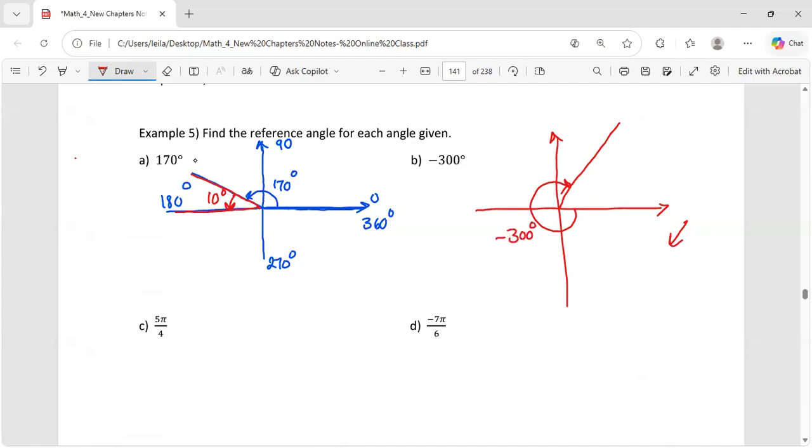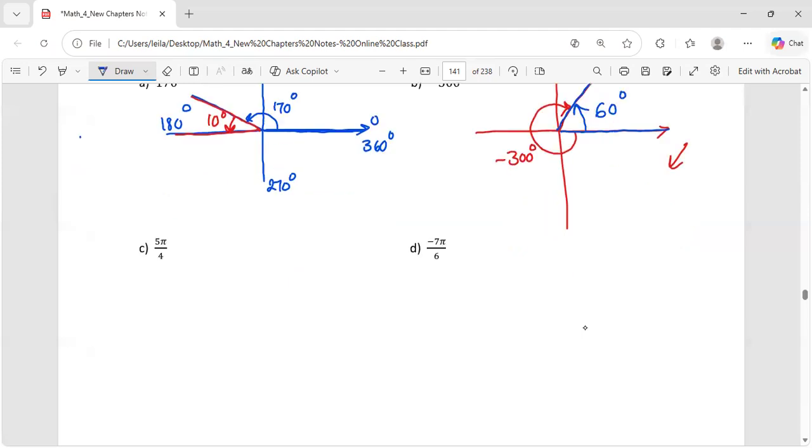Now, to find the reference angle, I need to show an angle between the terminal side and the x-axis, which is this angle. And this angle is a 60 degree angle. So the reference angle is 60 degrees. That means later when we learn about the trigonometric functions sine and cosine, the sine and cosine of 300 degrees is the same as those of 60 degrees.